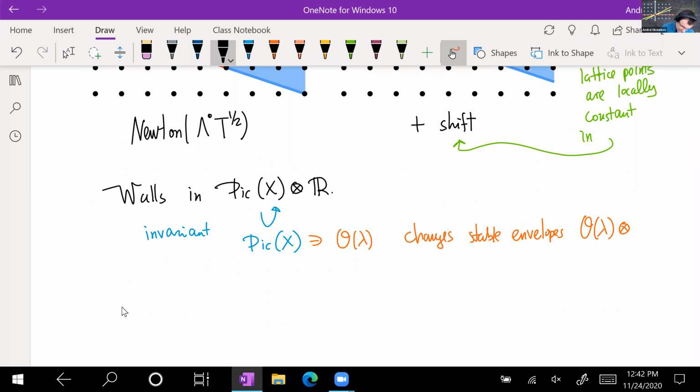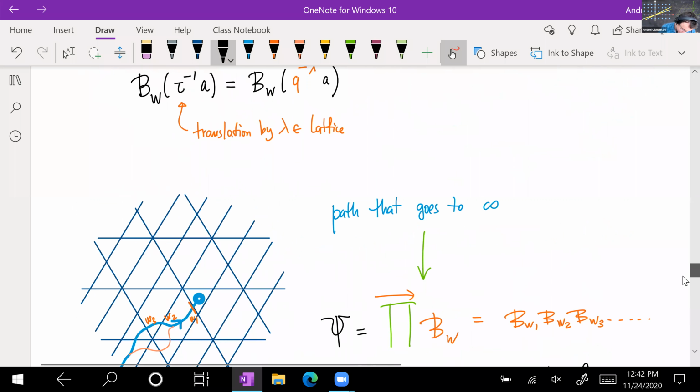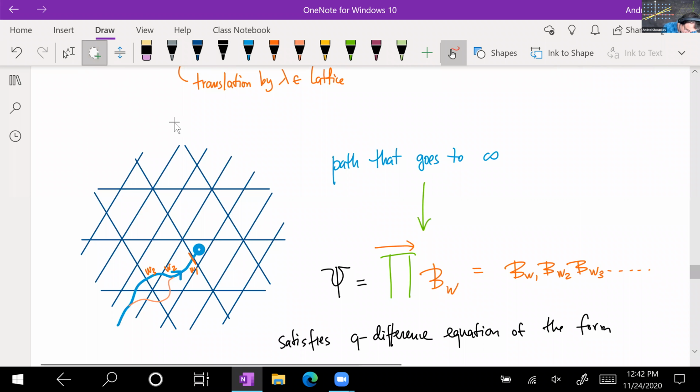And so then you can define, so these are the walls. So what should sit on the wall? On the wall should sit, again, we go back to my picture here.